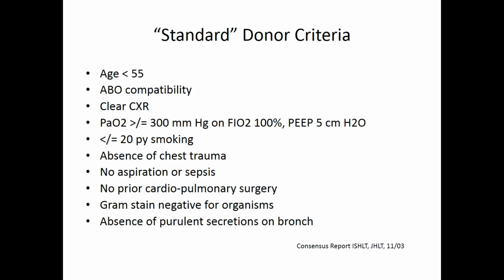As I mentioned, donor criteria have also been liberalized in the last decade. In the early days of lung transplantation, for example, you can see some of the quote-unquote standard donor criteria that were mandated for acceptability. For example, young age, a clear chest x-ray, absence of chest trauma, absence of aspiration, absence of a history of cardiopulmonary surgery, and absence of evidence of active infection. While these donor lungs are of perfect quality, they are rare in the current era in terms of frequency.